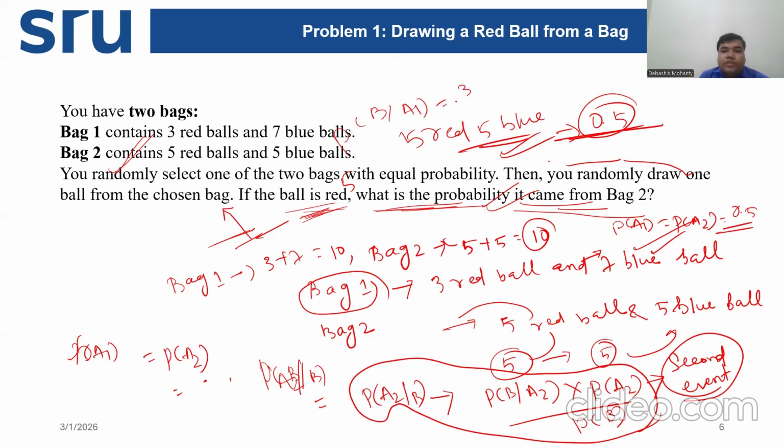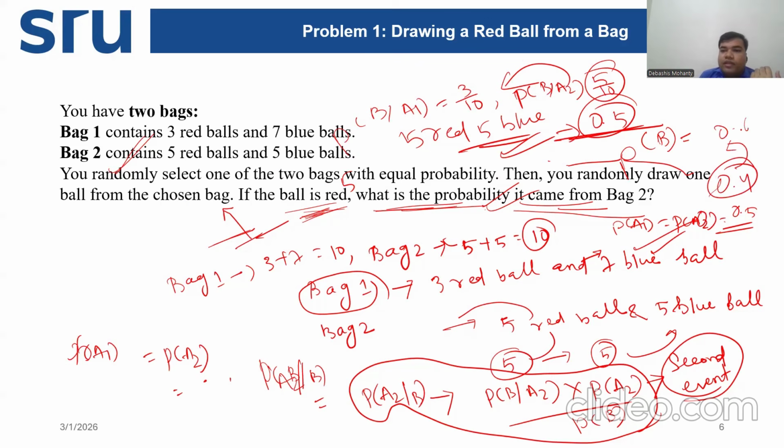That is 3 red balls we are choosing out of 10. Probability of B given A2, that is 5 red balls we are choosing from 10. Okay, from this, B given A1 and B given A2, we got. Then we will apply the law of total probability. That is probability of B equals probability of B given A1 times probability of A1, plus probability of B given A2 times probability of A2. Using the law of total probability, that value we are getting is 0.4. After that we substitute, and finally we are getting the answer 0.62.